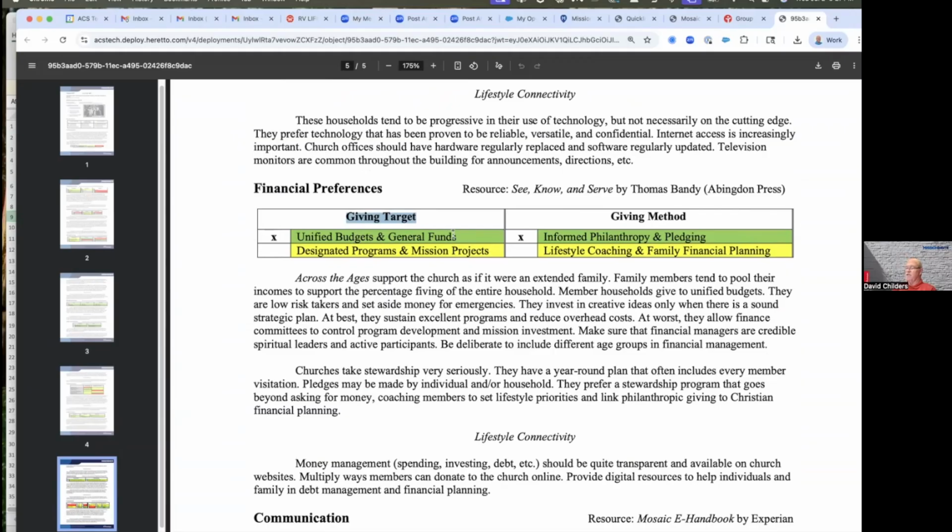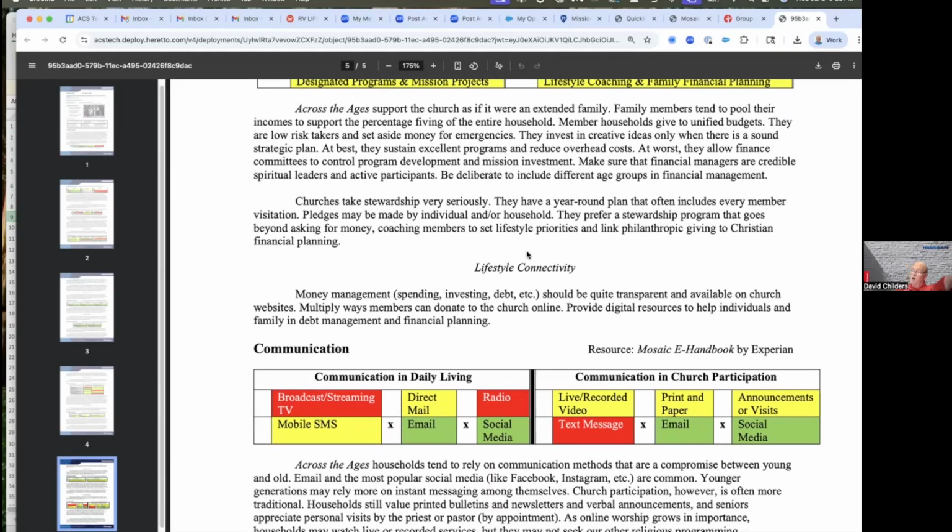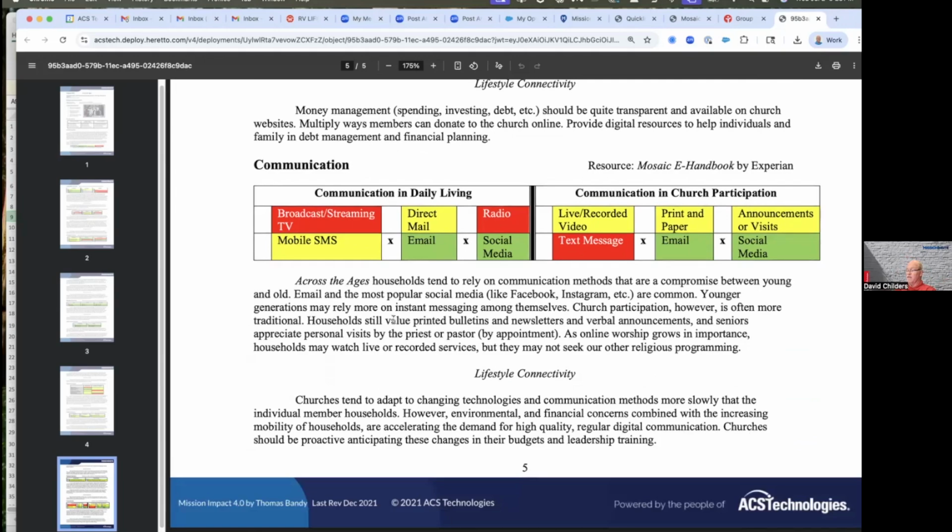Giving target, unified budgets and general funds. That shouldn't surprise you. Giving method, informed philanthropy, and pledging. So it's telling you, Bandy has done a fantastic job, and he even goes into what we saw over there on that BO7 screen, that the best ways to reach them are email, social media, and communication and church participation, email and social media, not text messaging, not so much broadcast streaming TV for BO7s. Remember that, what we're looking at when we're getting this information.